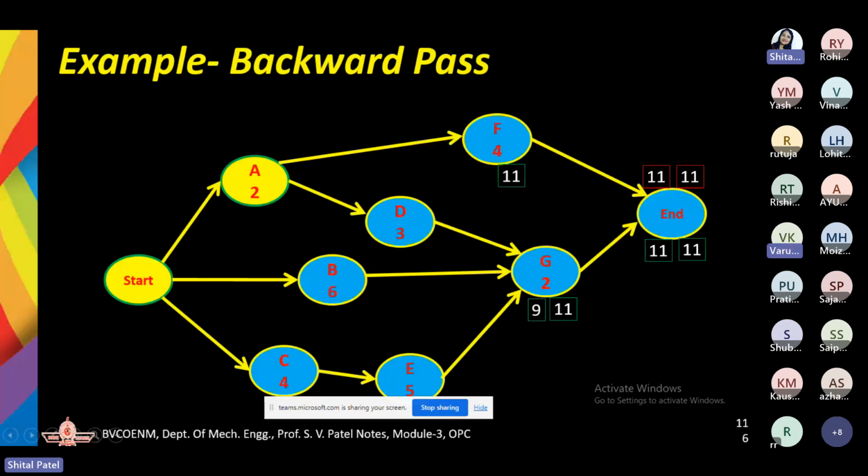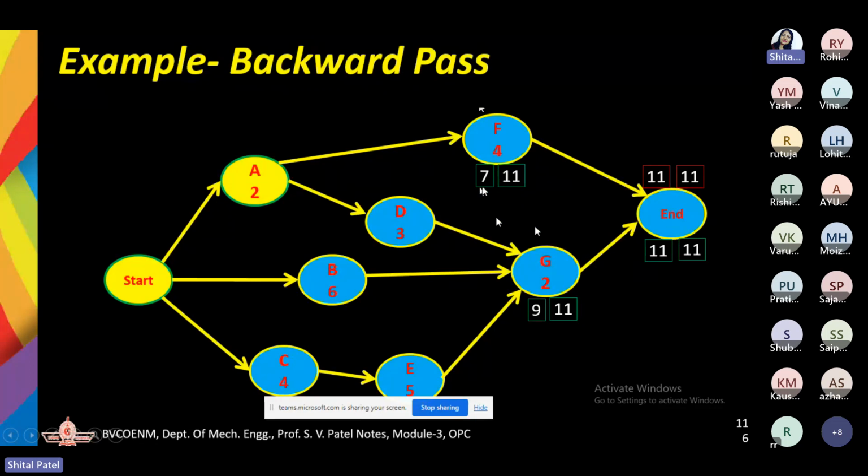Okay, so let's move ahead with this. The latest finish time for F is 11, and 11 minus 4 gives the latest start time as 7 over here. At the end I'm going to show you the difference between this latest start time and the earliest start time. Right now you just understand the concept.